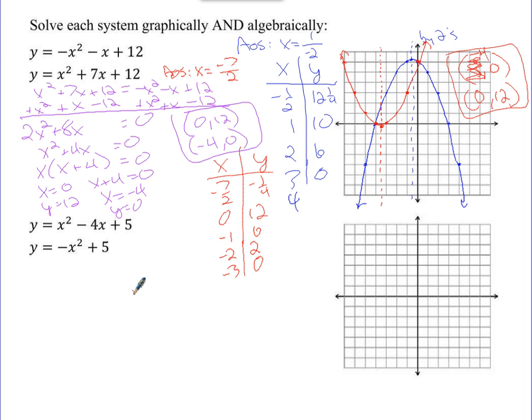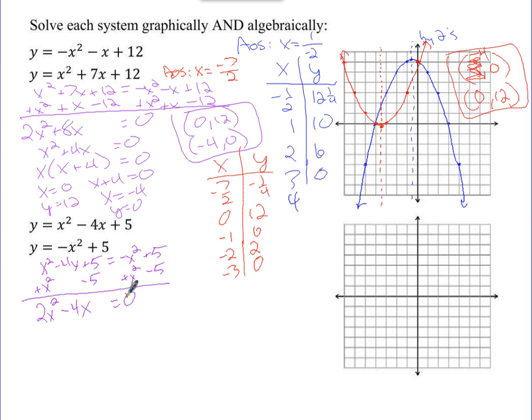Okay. So for this one, algebraically, what should we do first? Set them equal to each other. So I'll write x squared minus 4x plus 5 equals negative x squared plus 5. Now what? Move it all over. Which way should I move? Yeah, I like the x squared to be positive, so I'm going to add x squared, which makes me subtract 5. And now I have, what? 2x squared minus 4x equals 0.